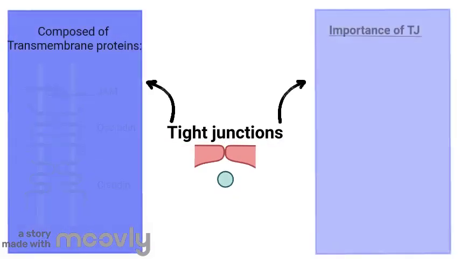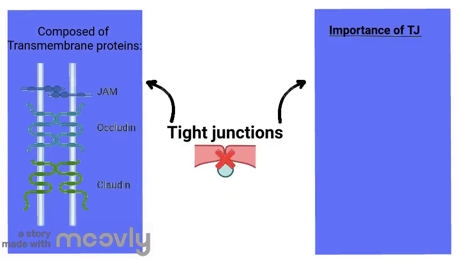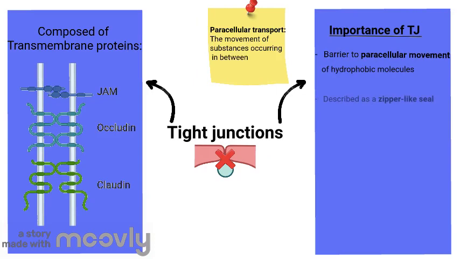The tight junctions ensure the close proximity of cerebral EC. Structurally, this is ensured by transmembrane proteins known as junction adhesion molecules, occludin and claudin, with its main role being to stop paracellular movement of substances, as shown in the middle.